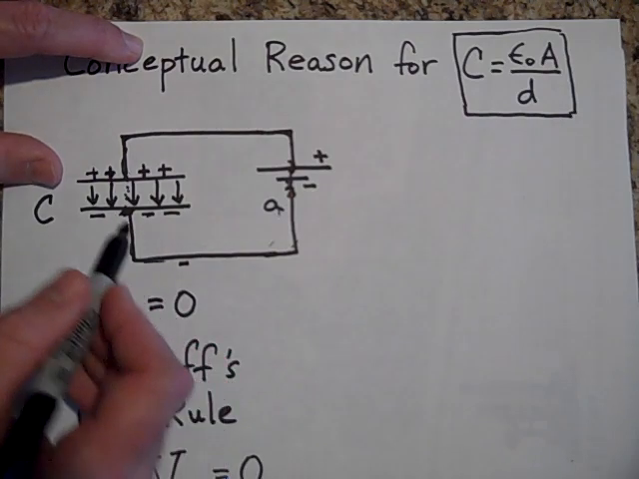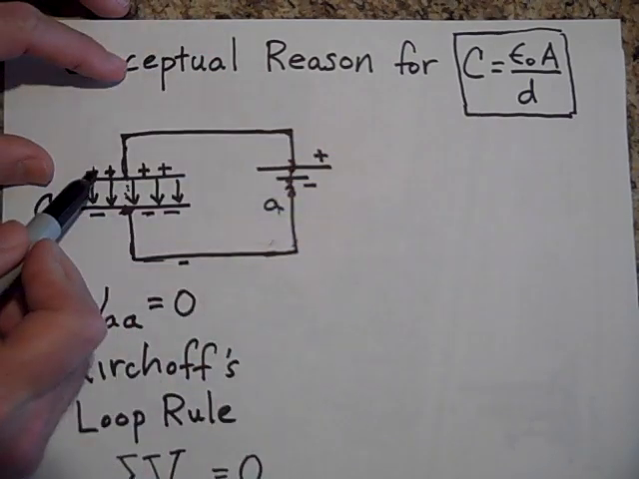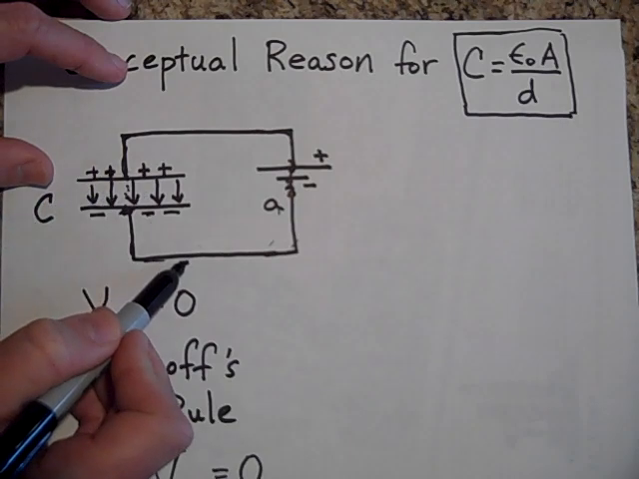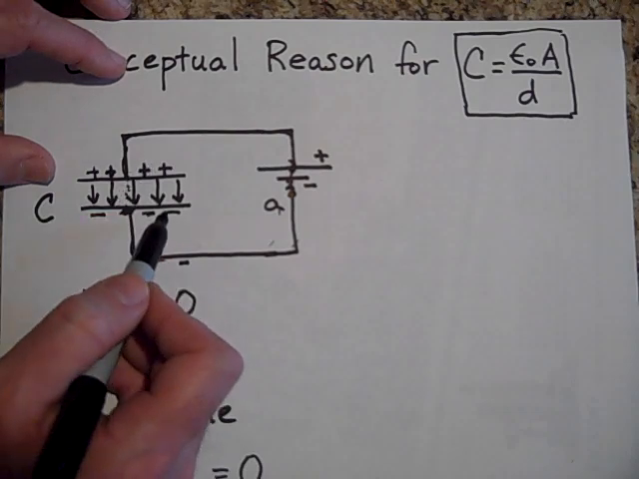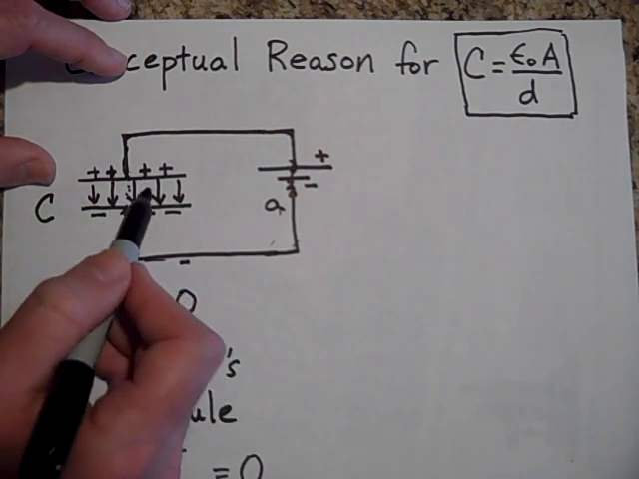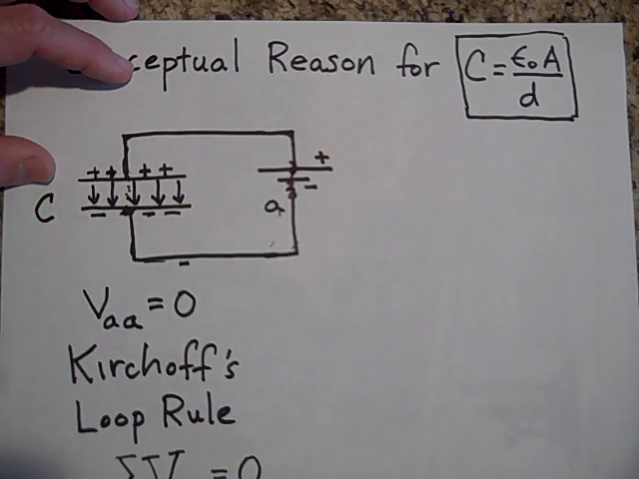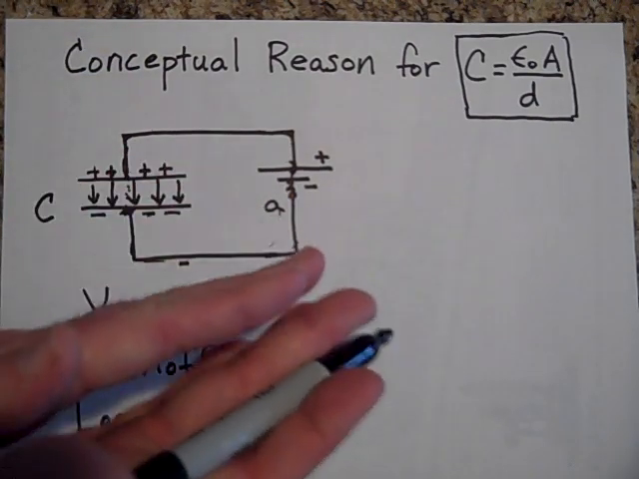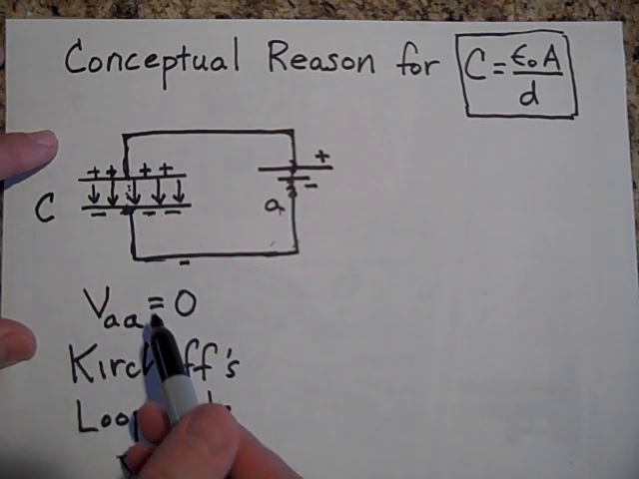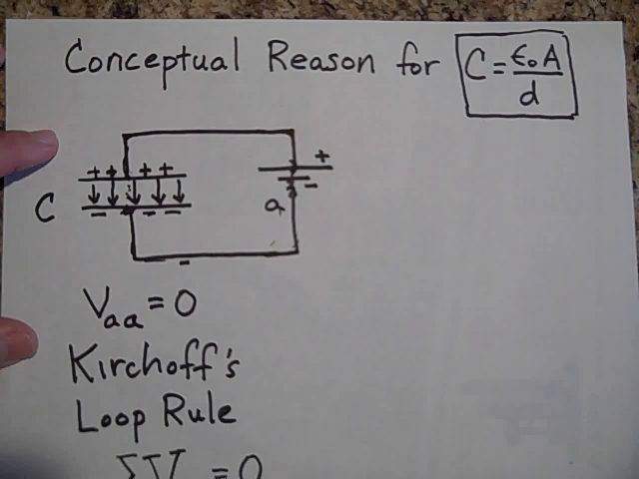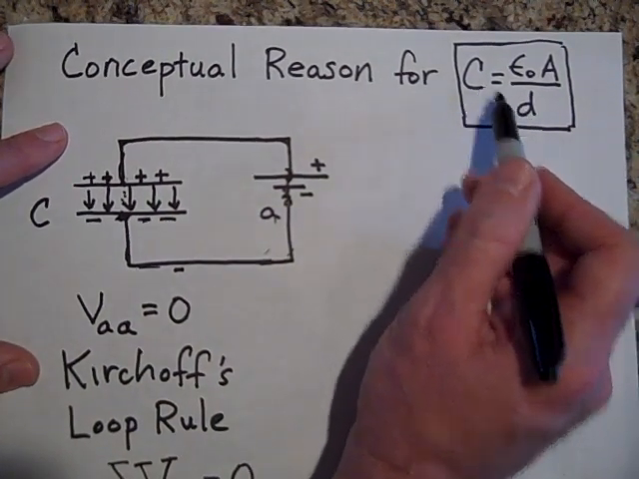What happens when you make the distance really small is these can help the electron get onto this plate more easily. And if these are much closer to this side, then they'll push the electrons from here more easily away. So the smaller D is, the more these two plates can help each other get charged up. That's why D is on the bottom. If we make D small, the capacitance goes up.